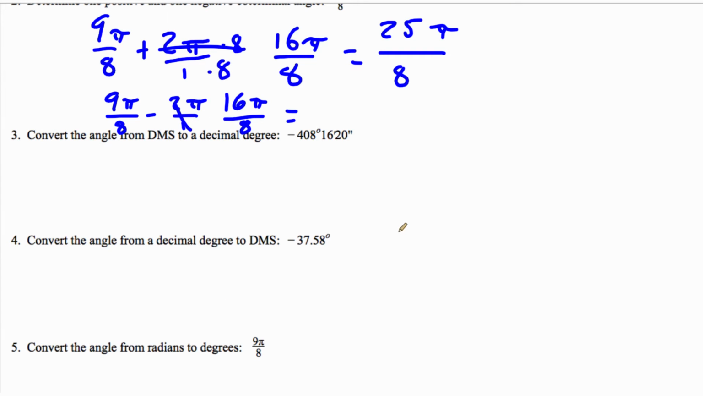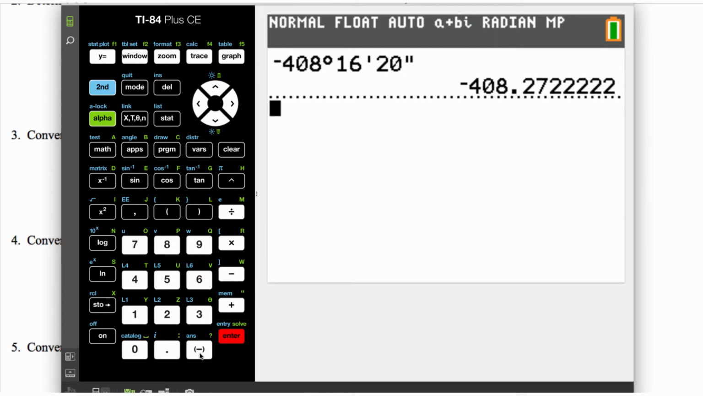Number 4 is going the opposite direction. This time we're given an angle in a decimal degree, and we want to convert it over into degrees, minutes, and seconds. So I'm going to use my calculator again. Just like I did on the last one, I'm just going to start typing this angle in. So it's negative 37.58, and we want to convert that into degrees, minutes, seconds.